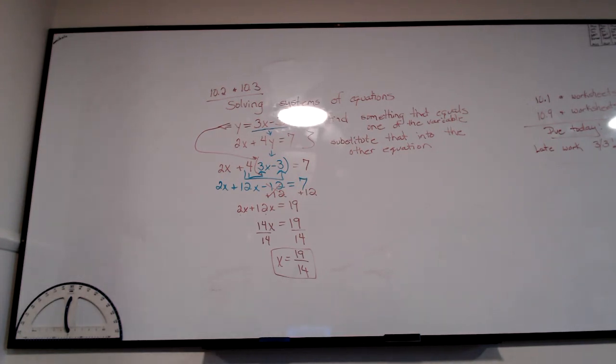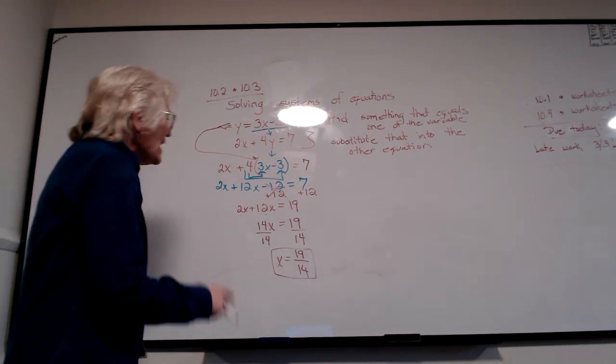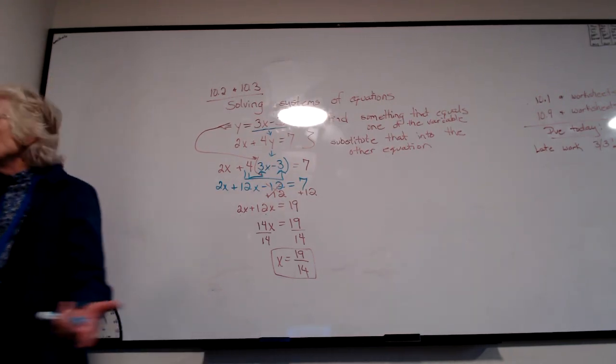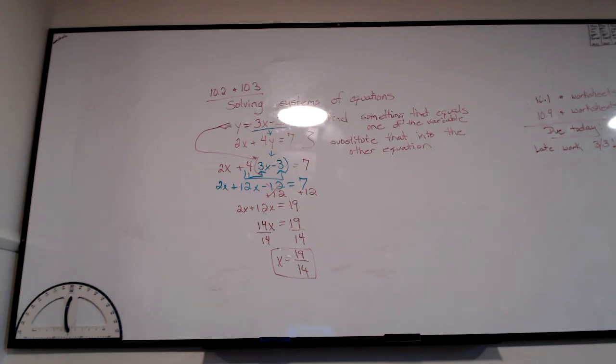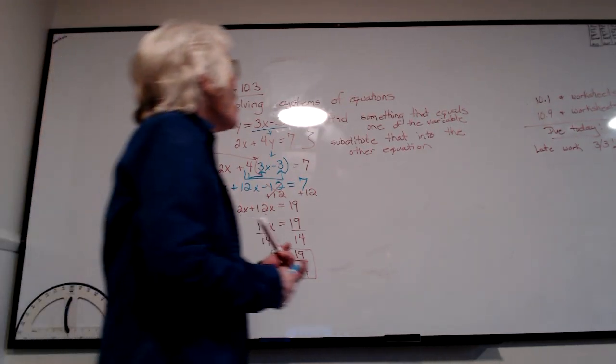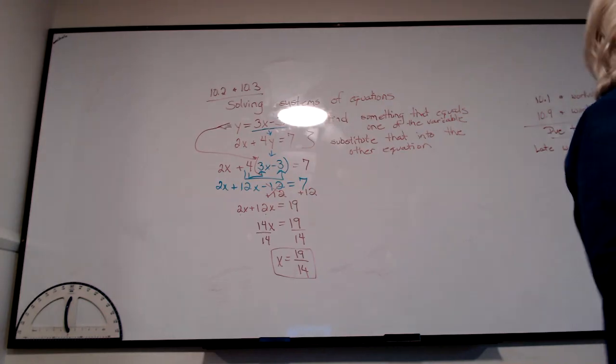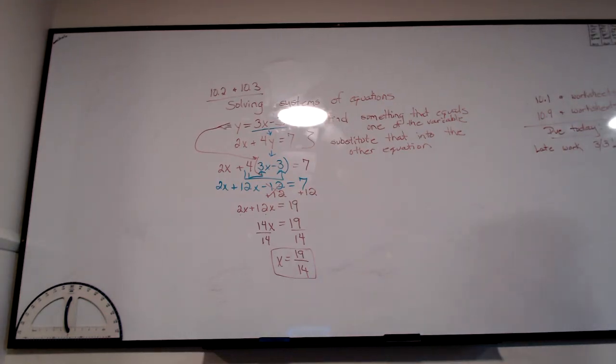Now, I have x. Am I done? No, we're trying to find y. Why do I have to find y? Because you only have 1 point. You can't have a line without 2 points. I have to have a point which has two different numbers in it, both the x value and the y value.